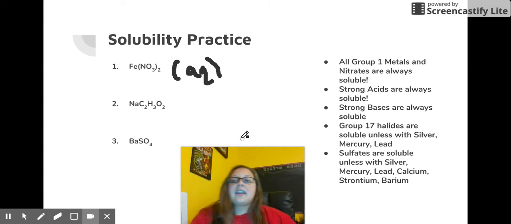For the second one, it's sodium acetate. This is the acetate ion here. I look and see if I have any rules for this. I don't see a rule for acetate, but I do see a rule for group 1 metals. So Na is one of those group 1 metals we talked about, and it is always soluble.